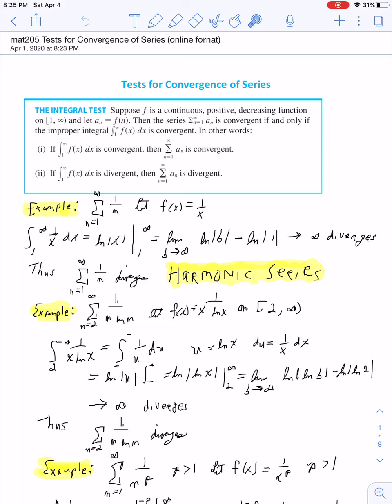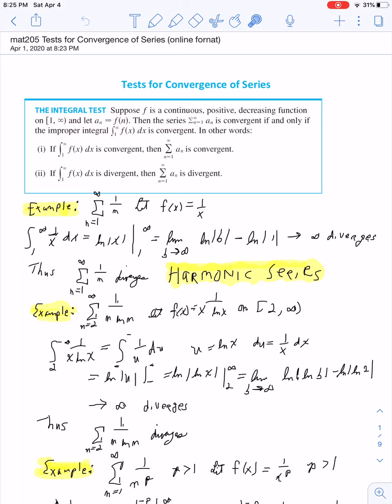All right, now let's apply. Well, let's just say that series diverges. Now let's do another example. Okay, so here's the example of a series. Notice I choose n to start at 2, the sum from 2 to infinity of what? 1 over n log n.